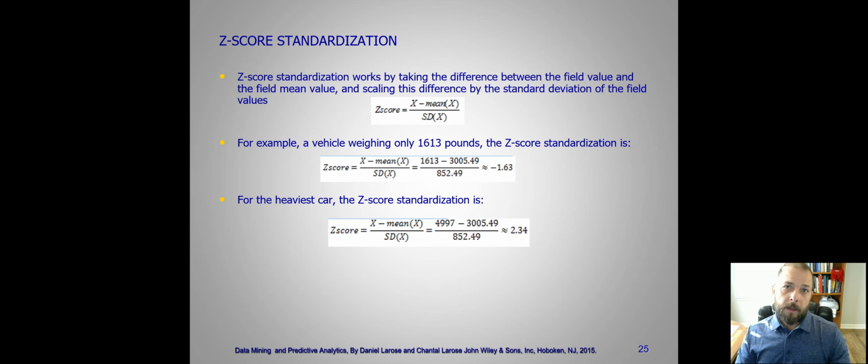Another way to do standardization is using z-score standardization. This works by taking the difference between the field value and the mean value. The scaling is a little bit different, and it uses the standard deviation of the values as opposed to just the minimum and maximum values. Here we see an example using the weight, and everything should be centered around 0, and we'll have negative values as well as positive values.